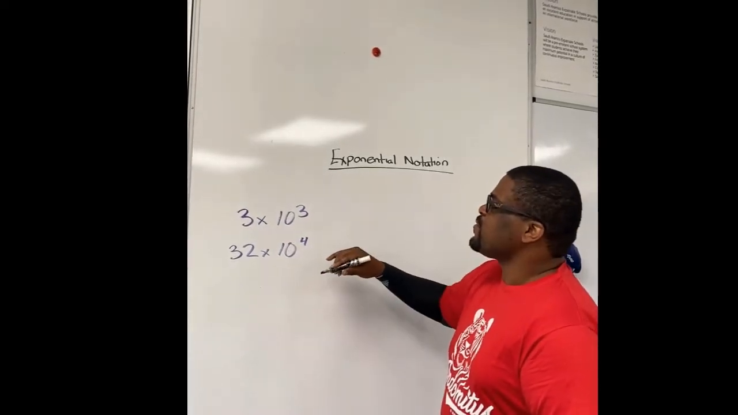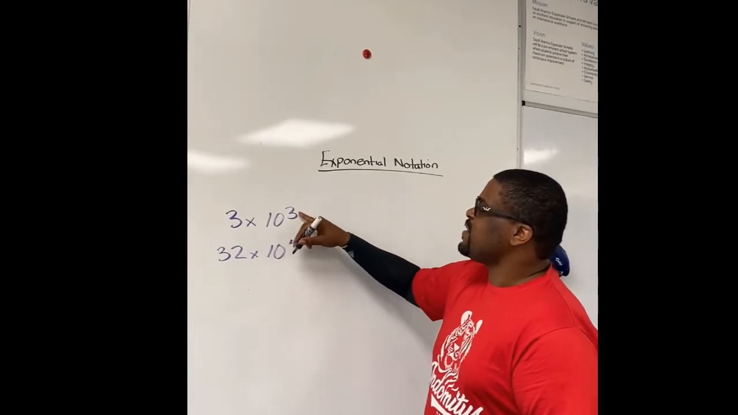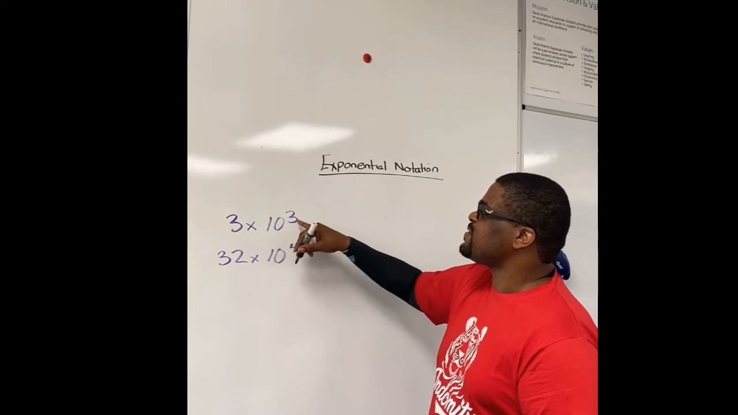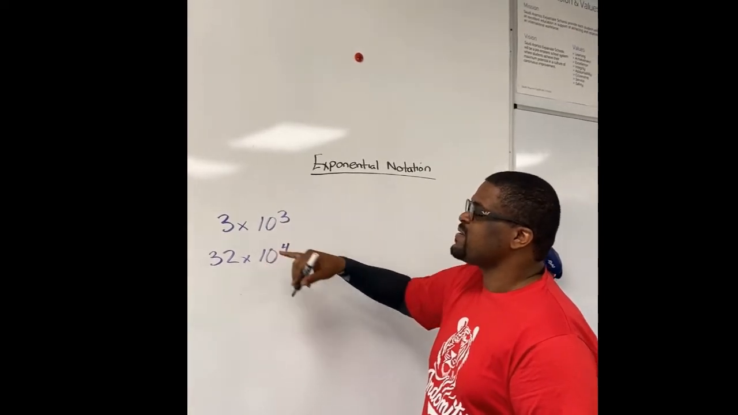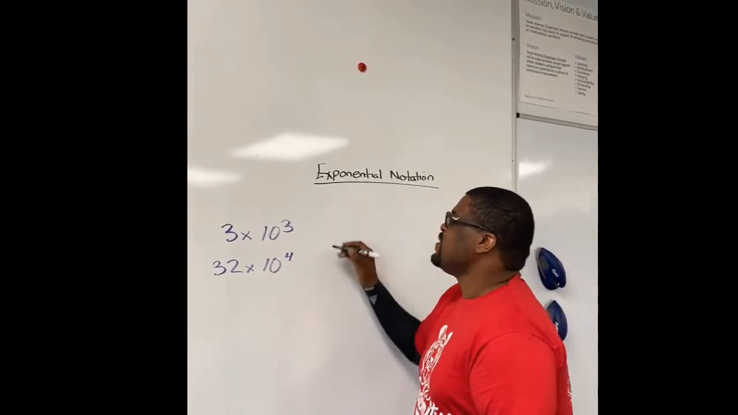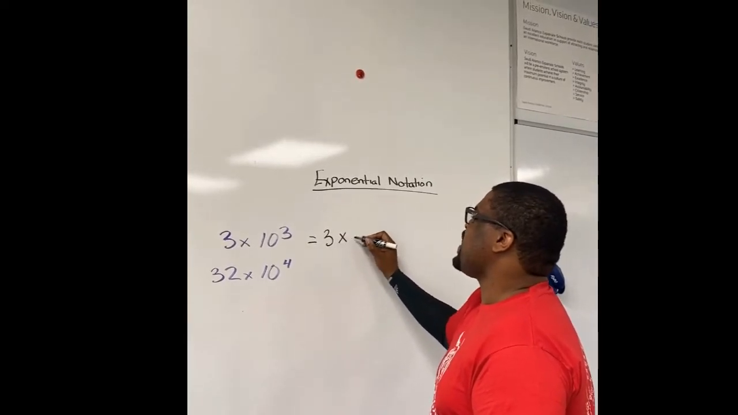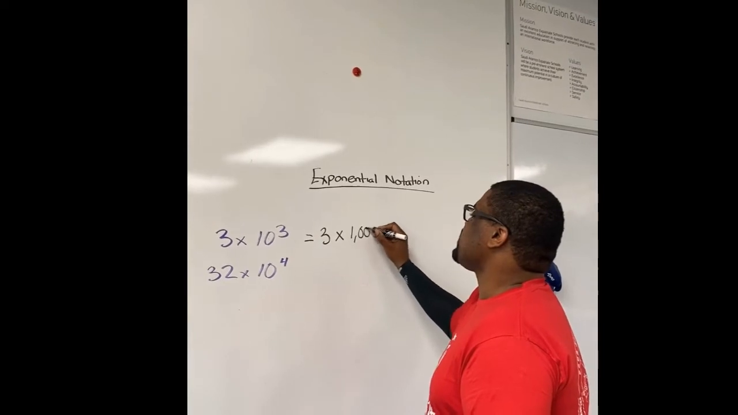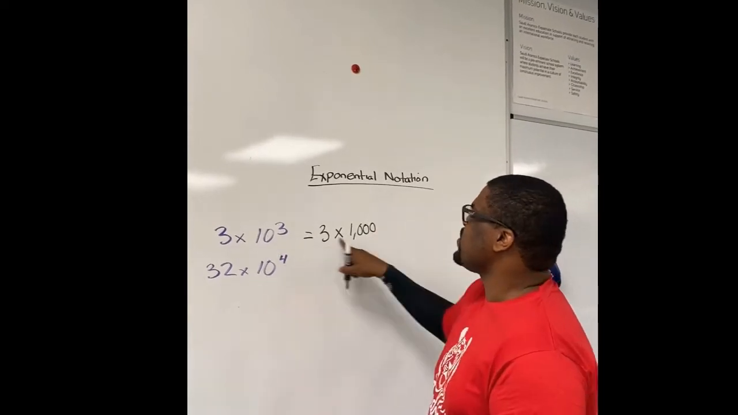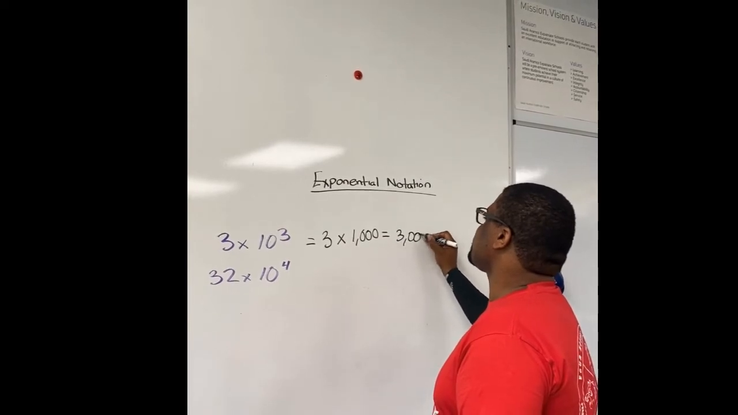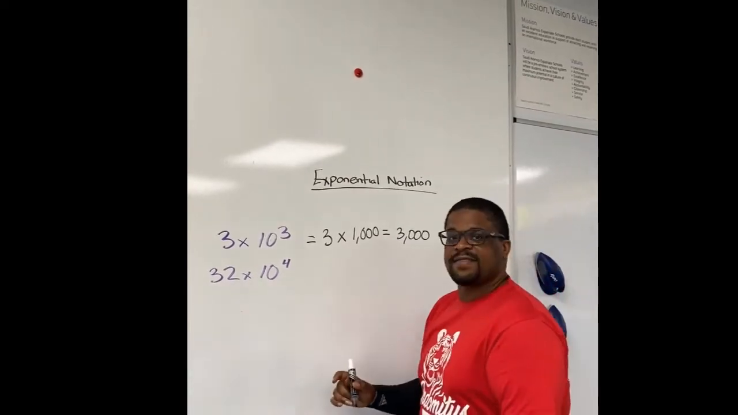So if you remember, our exponent tells us how many zeros we need in our base number. So here we have 10 to the third power. So with our base, we're going to have 3 zeros. So this problem is actually, if I write it here, it's 3 times 1,000, where we have our 3 zeros in our base, which is equal to 3,000.